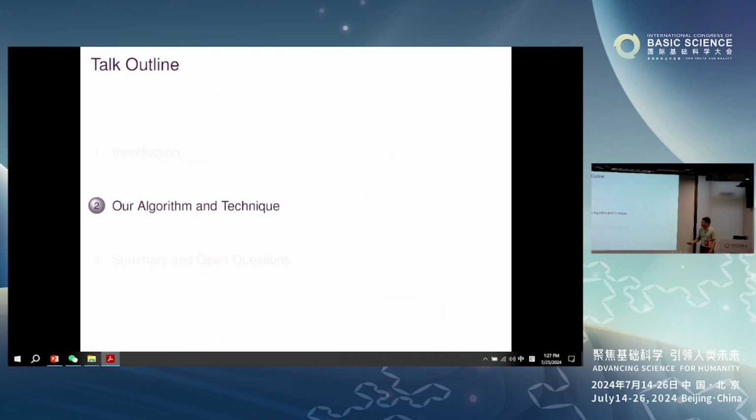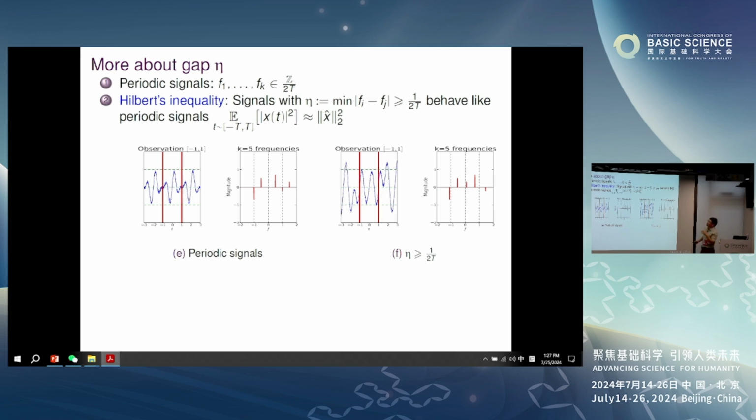So the next part is our algorithm and technique. Let me give another reason that the frequency gap 1/2T is the bottleneck of previous algorithms. David Hilbert, a famous mathematician, proved this inequality. My frequencies don't need to be on the grid. As long as I can guarantee the gap is greater than 1/2T, those signals will behave similar to periodic signals.